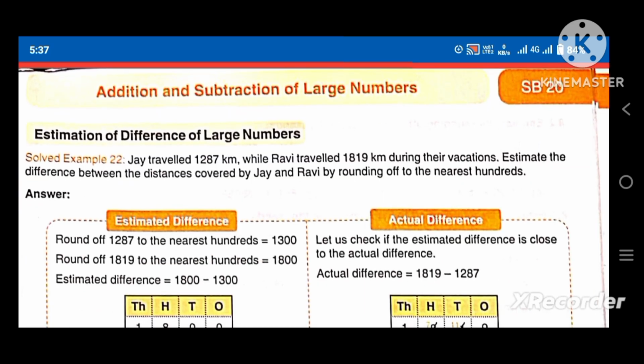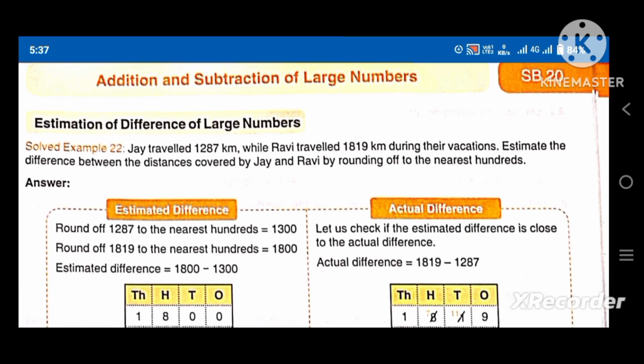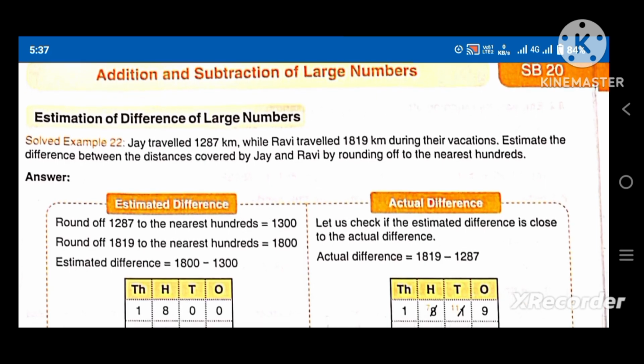Addition and subtraction of large numbers, SB-20. Estimation of difference of large numbers, solved example 22.